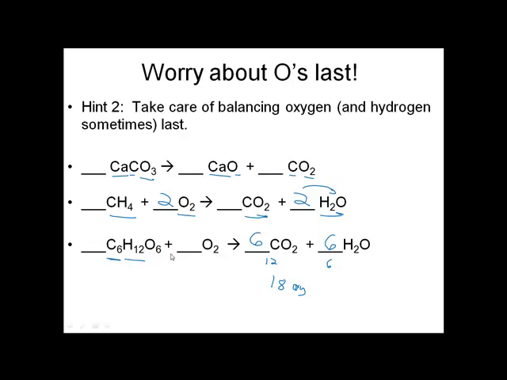On the left-hand side, I have 6 here. I don't want to put a coefficient out front because that would then change my carbons and my hydrogens. So if I have 6 here, and I know I need a total of 18, 18 minus 6, I need 12 oxygens here. They come in pairs. So I can put a 6 in front there. Again, worry about the oxygens last because it pops up a lot.